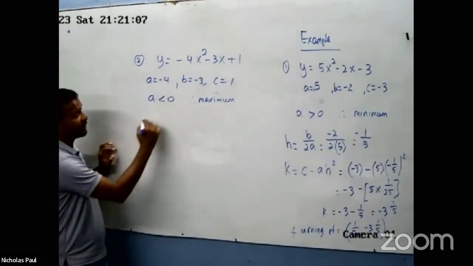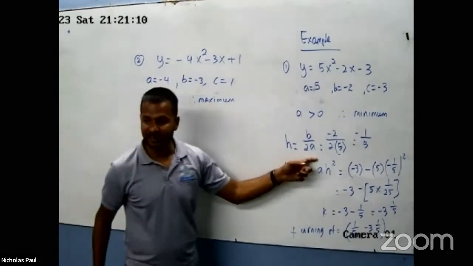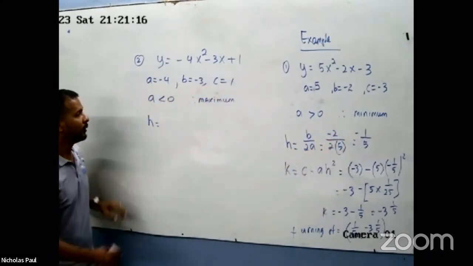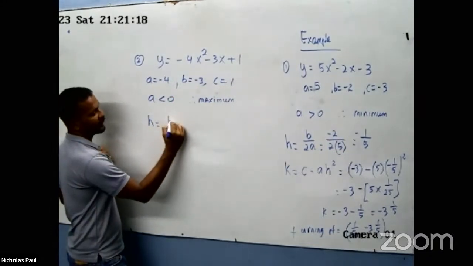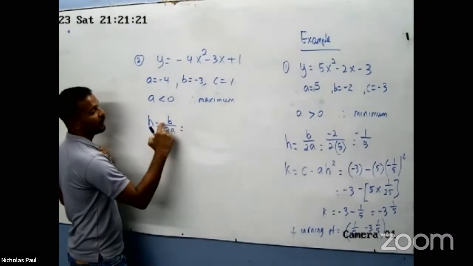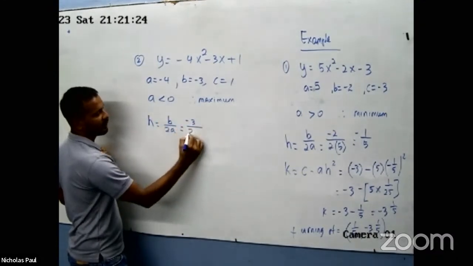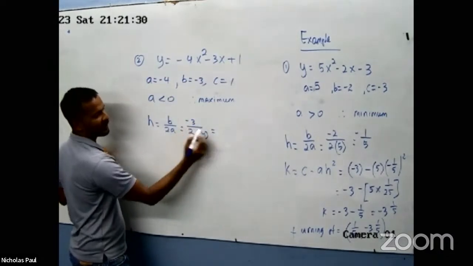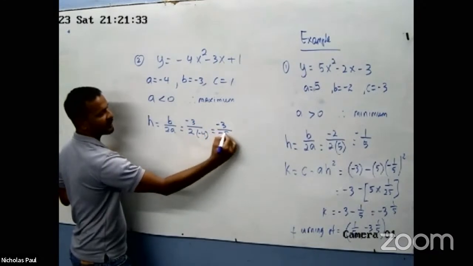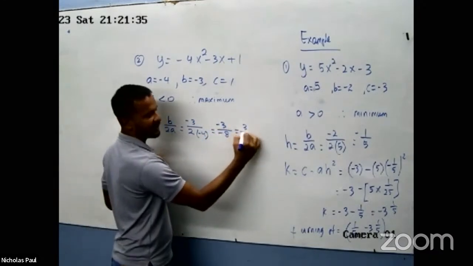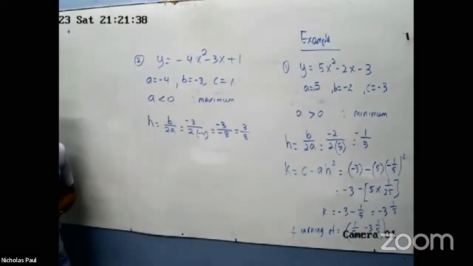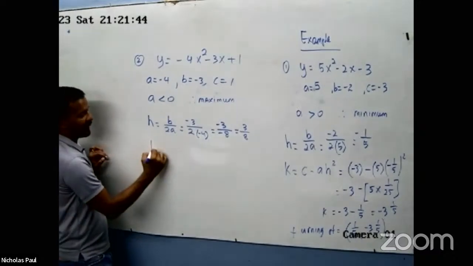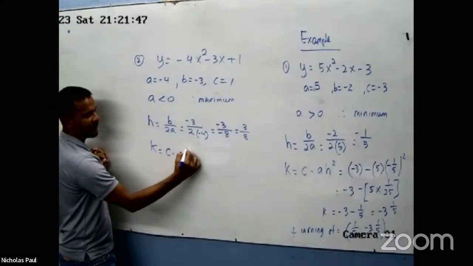Yeah? H, right? Some of you are looking at this example and making a mistake and write back these values. Remember you use these values here. Okay? So H is equal to B over 2A. So B is minus 3, A is minus 4. Right? Nothing is cancelled, so it's minus 3 over minus 8. Minus 3 over minus 8 is positive 3/8. That's okay? Yeah?